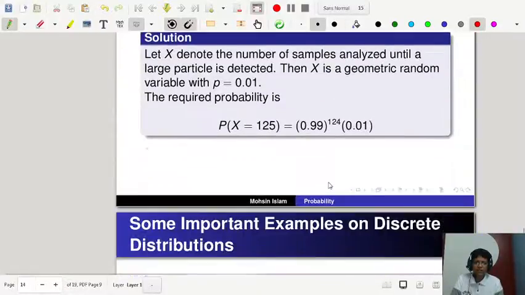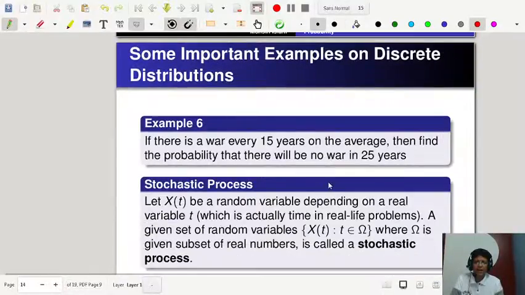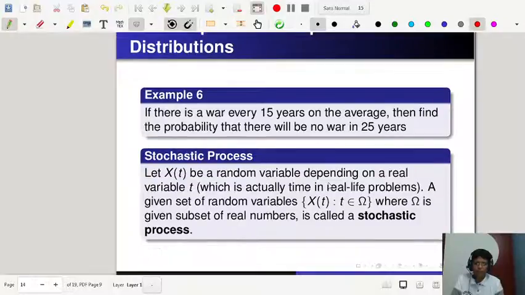Next, let's have another interesting problem. If there is a war every 15 years on the average, then find the probability there will be no war in 25 years. This is a different type of problem. So it is given that there is a war in every 15 years on the average. Average is given. Find the probability that there will be no war in 25 years.